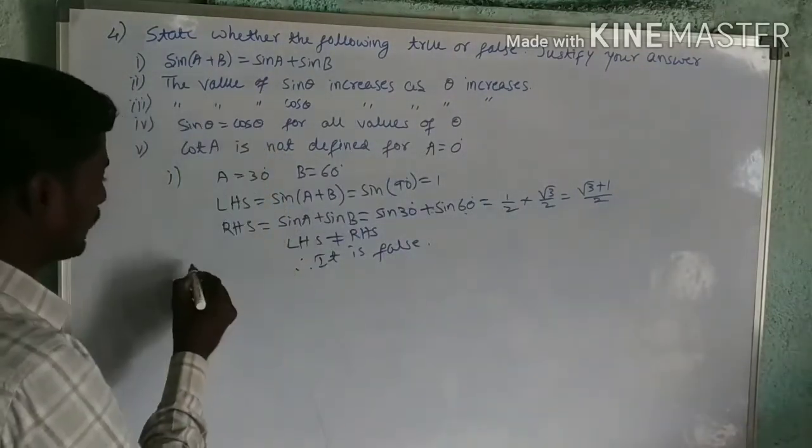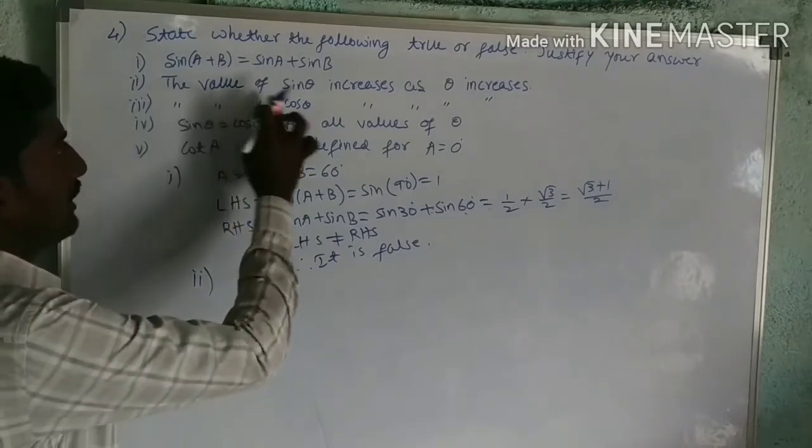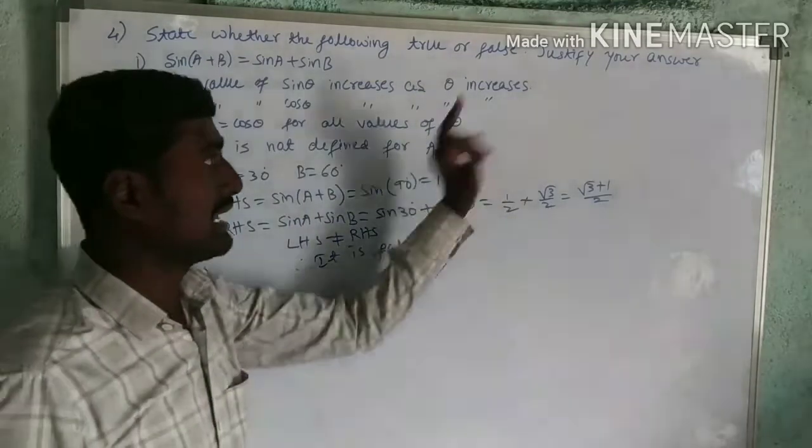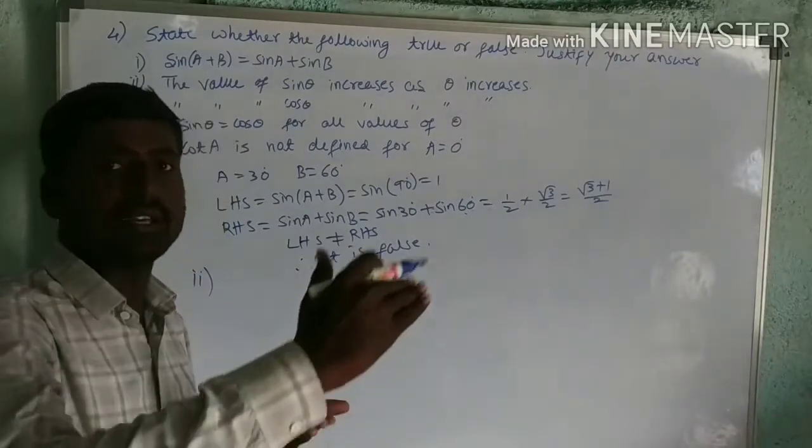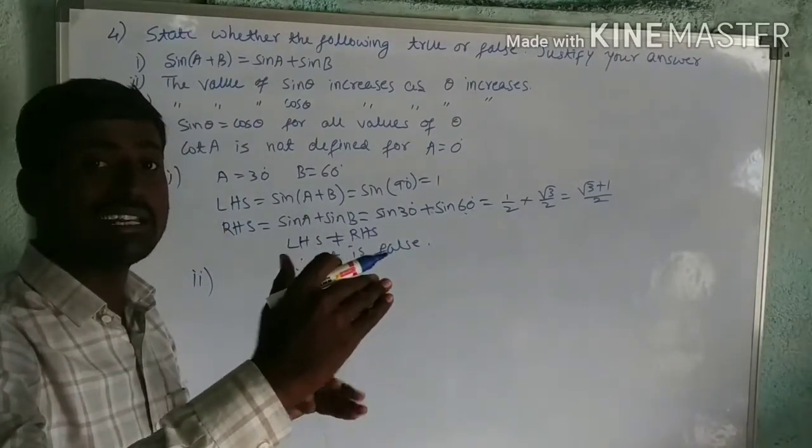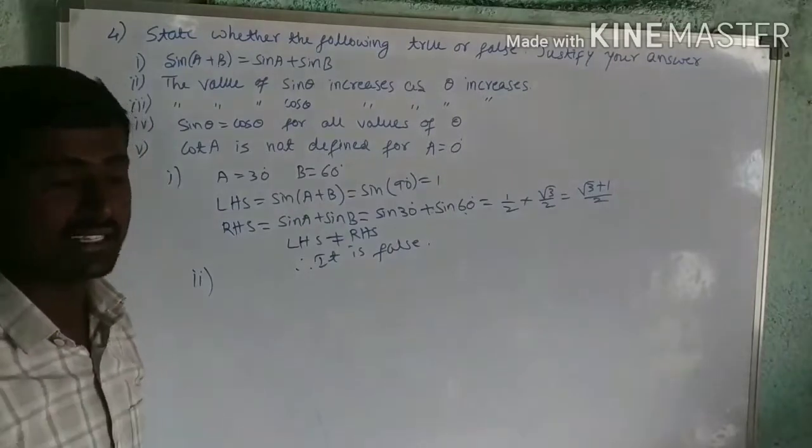Now I will go for the second one. The value of sin theta increases as theta increases. The angle is going on increasing, and the total value of sin theta is also increasing. That's it. Let us check it.